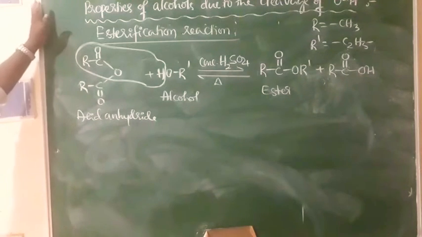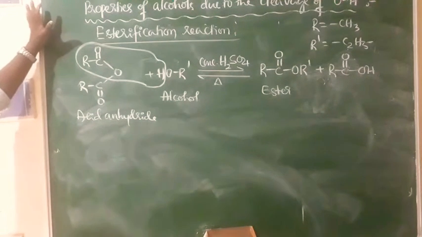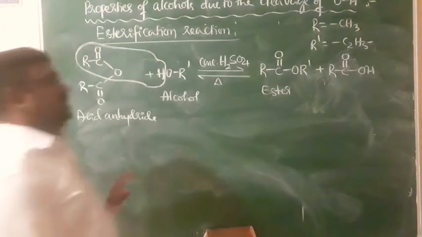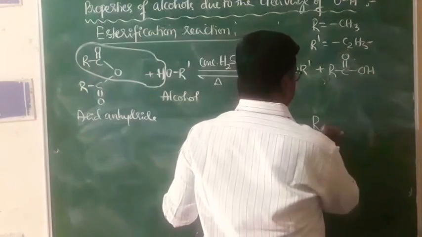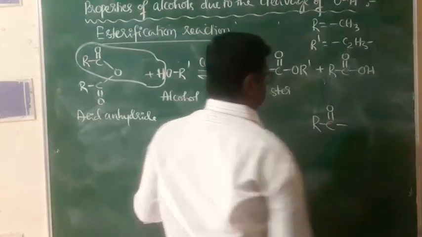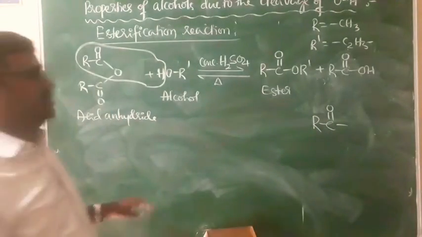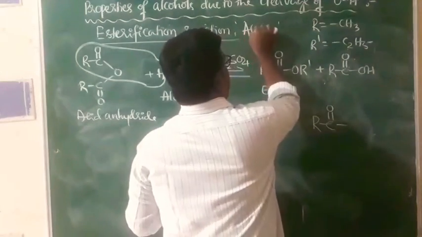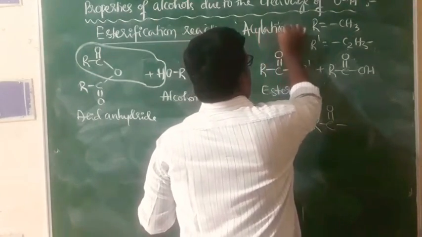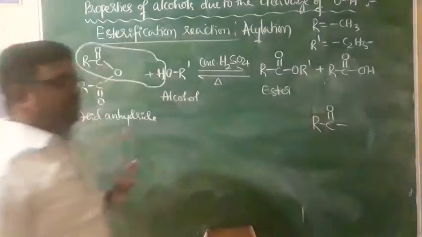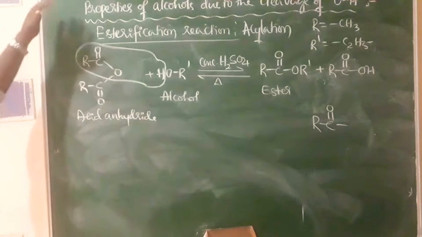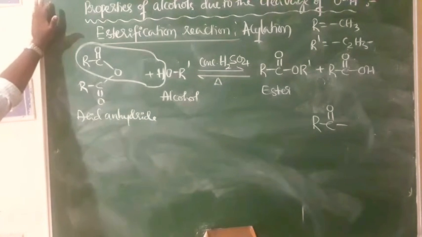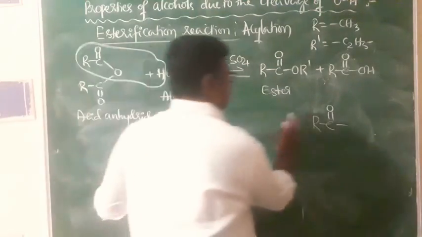This is also esterification, but here I am using acetic anhydride, and of course I have introduced an acyl group in this particular reaction. Therefore, this reaction is also called acylation. If the esterification is brought about by using acetic anhydride or acetyl chloride, the reaction is called acylation.